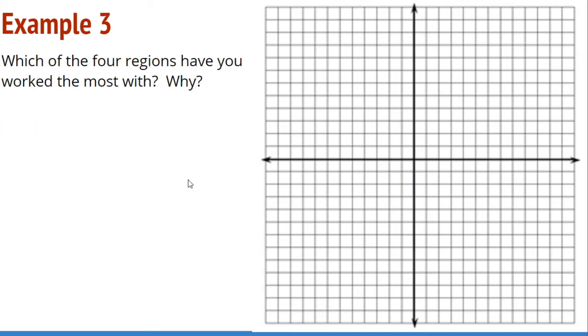So which of the 4 regions have you worked the most with? You've probably been doing stuff with the coordinate plane for a long time. The answer is you've probably spent most of your time here. And the follow-up question is, why? Because these are positive numbers. That section is positive y numbers and positive x numbers. You haven't, up to this point, done a whole lot with negative numbers. You've done some things, but not a lot. So you have spent time in this section because this is where positive x and positive y are.